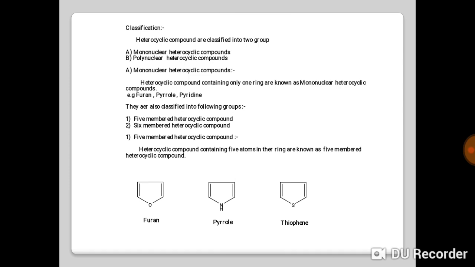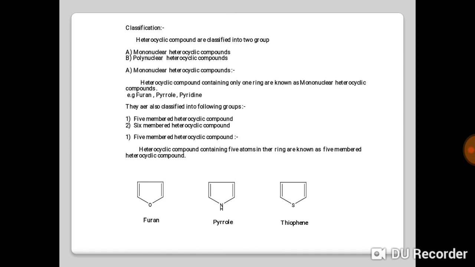They are also classified into two groups. The ring is formed as 5-membered or 6-membered depending on its ring size. These mononuclear heterocyclic compounds are divided into two categories. One is 5-membered heterocyclic compounds. Second is 6-membered heterocyclic compounds. Number 1, 5-membered heterocyclic compounds. Heterocyclic compounds containing 5 atoms in their rings are known as 5-membered heterocyclic compounds. Here we will see the example furan. Here there are 4 carbon atoms and 1 oxygen atom as a heteroatom constituting a ring, called a 5-membered heterocyclic compound. The name is furan.